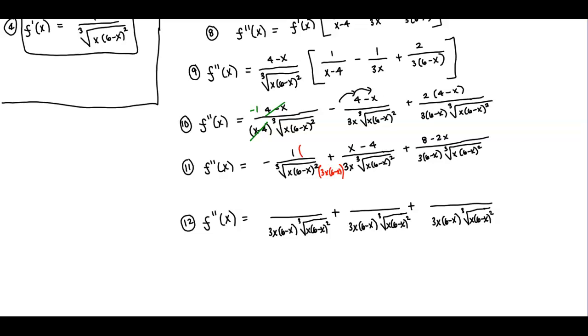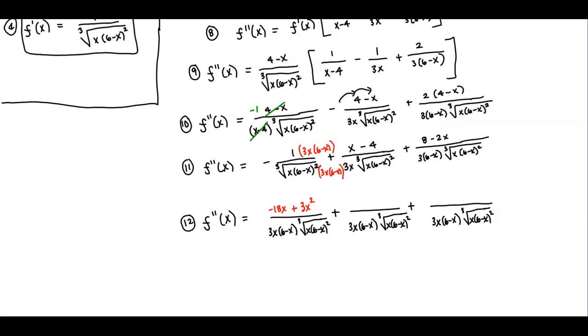So we have to multiply -1 times 3x times (6 minus x). That's -1, which makes that -3x. So -3x times 6 is -18x, and -3x times -x becomes positive 3x squared.